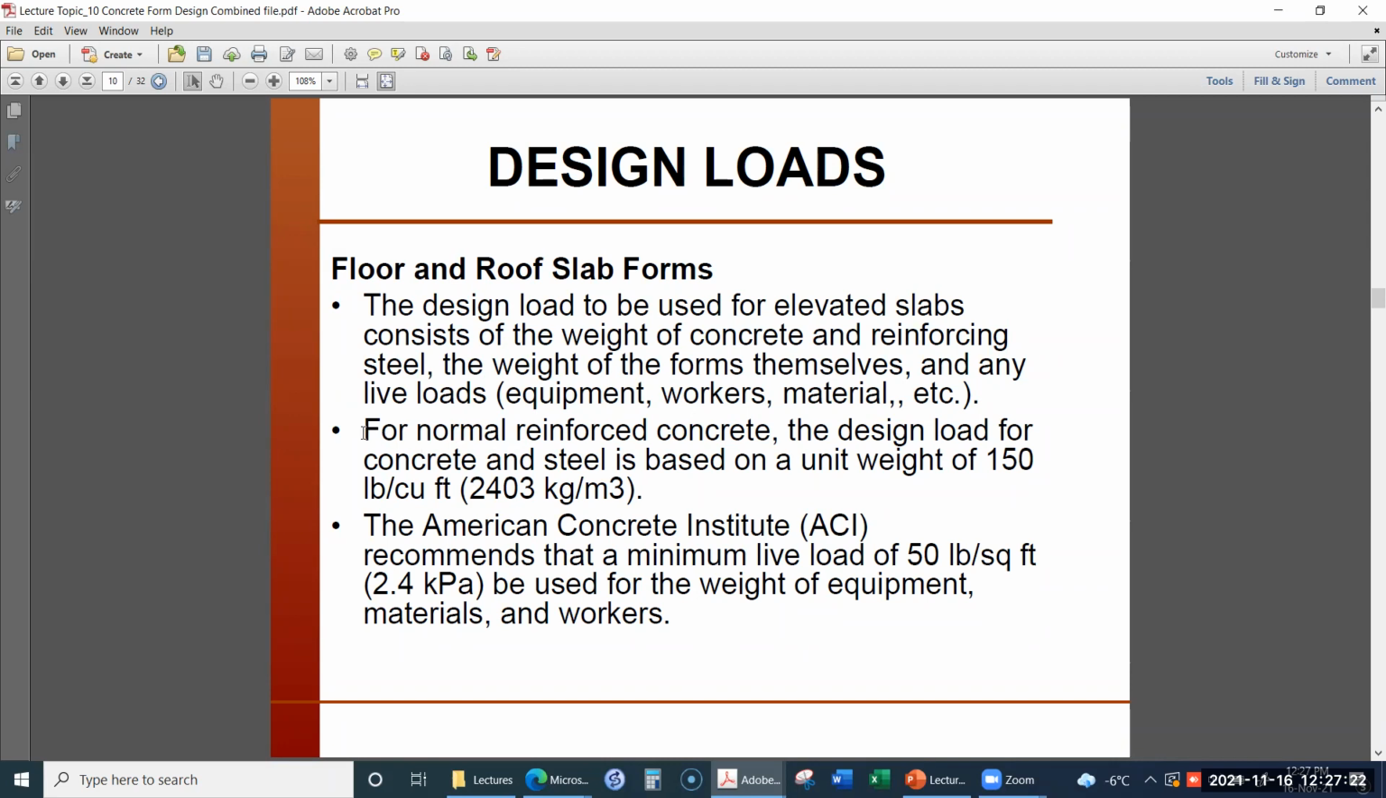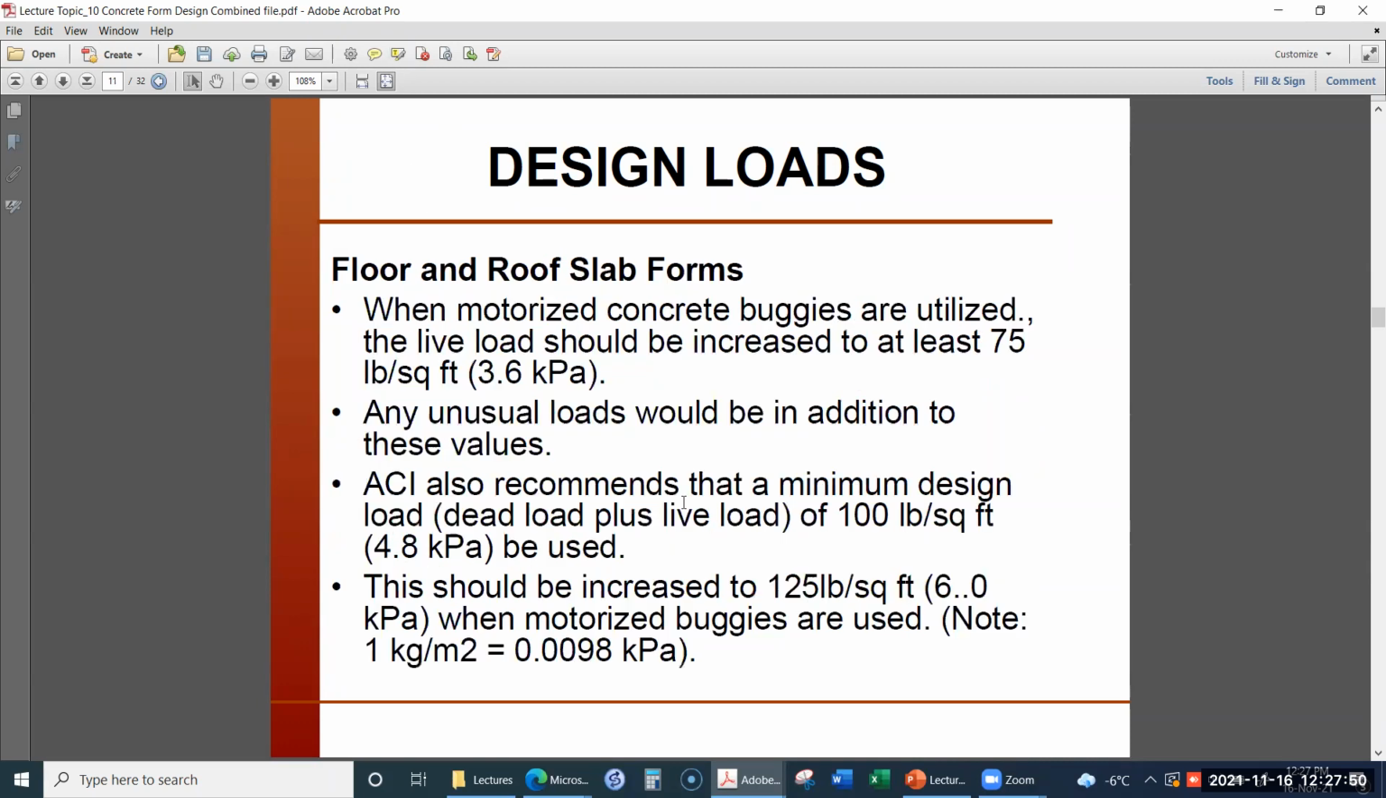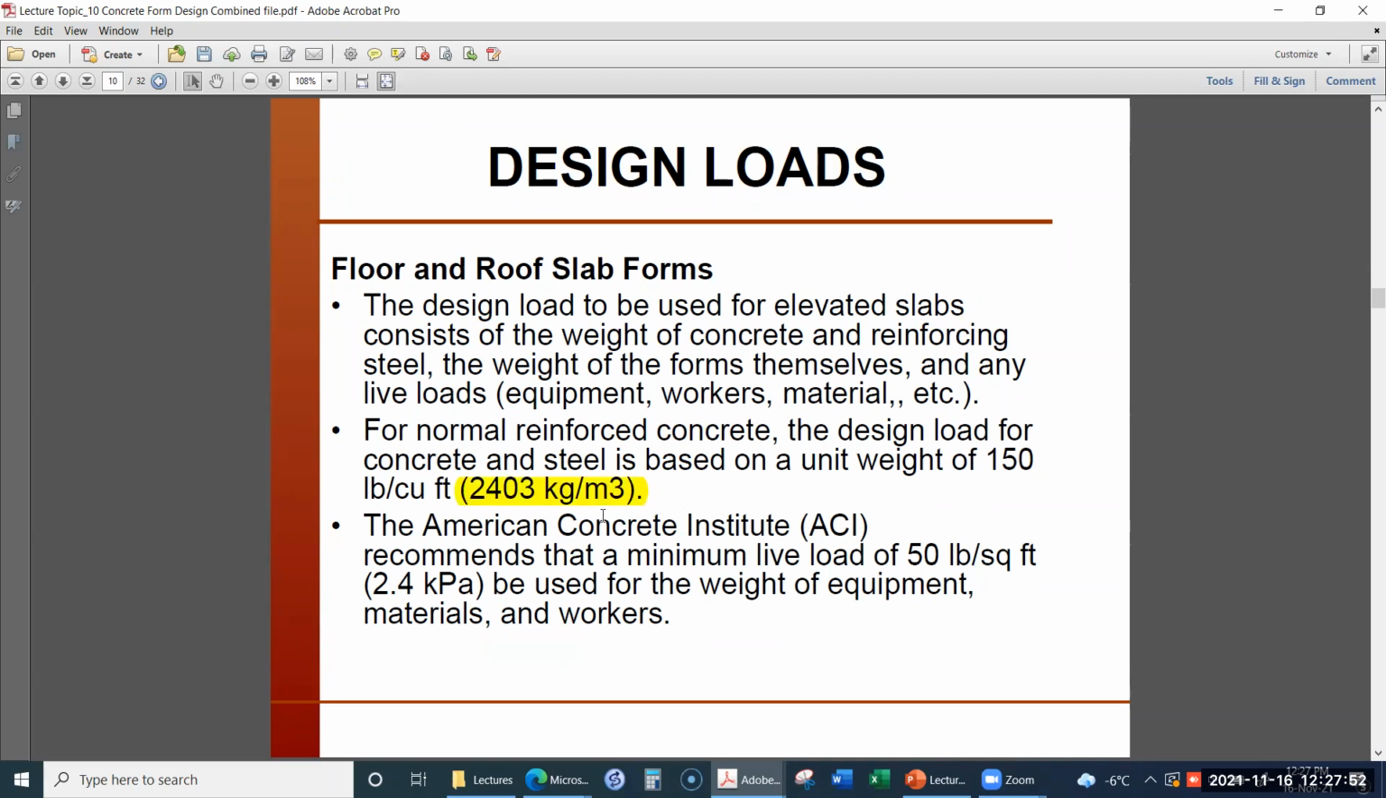So first of all, the weight of the reinforced concrete itself. For normal reinforced concrete, the design load for concrete and steel is based on a unit weight of 150 pounds per cubic foot, or 2403 kilograms per cubic meter. So 2403 kilograms per cubic meter, okay, is the normal figure which is used for the weight of the concrete.